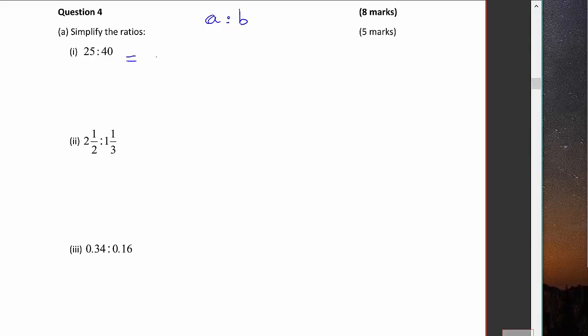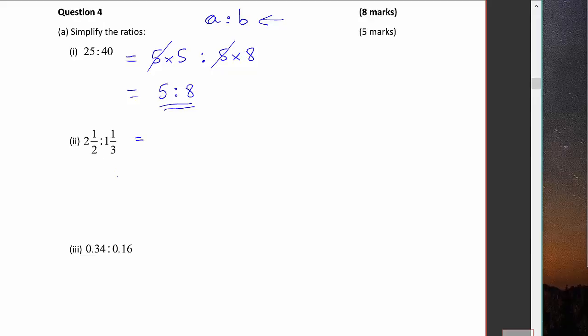Now there's a common factor of 5 in these. 25 is 5 times 5. 40 is 5 times 8. So we can cancel out a 5 here, and then we have 5 to 8. And that satisfies the rules I talked about up here. They're both whole numbers, and the only common factor they have is 1, and 1 is okay to have as a common factor because everything has a common factor of 1.